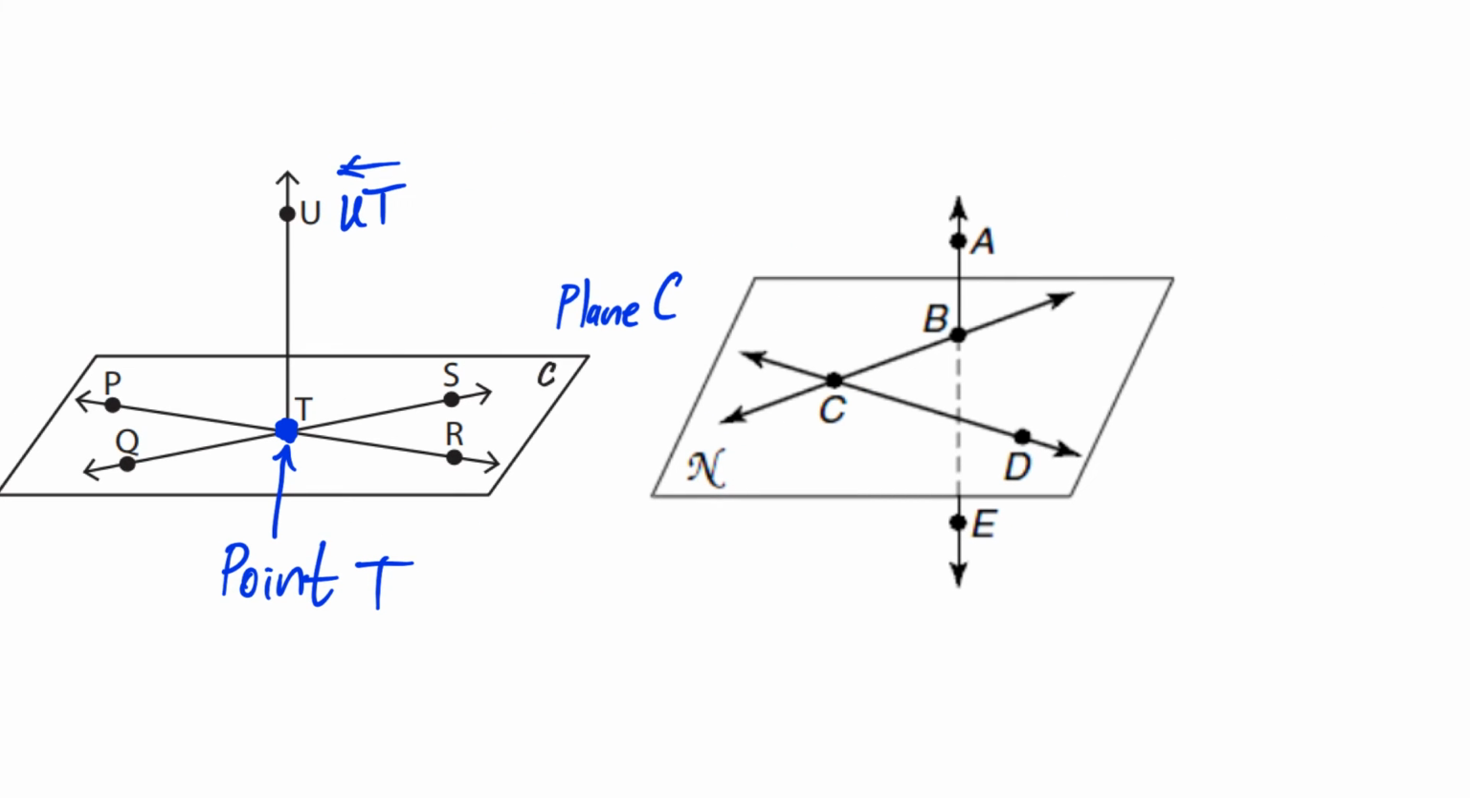Okay, on this one we have plane N, and you have line AE. So where does line AE and plane N meet up? B. Exactly, right here at point B. Okay, good.